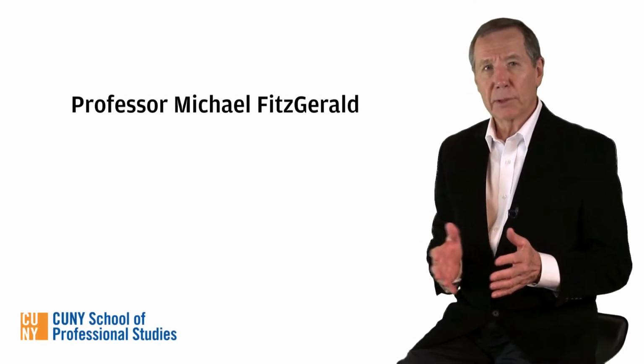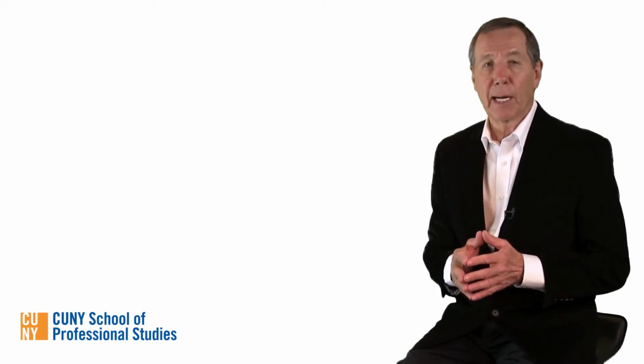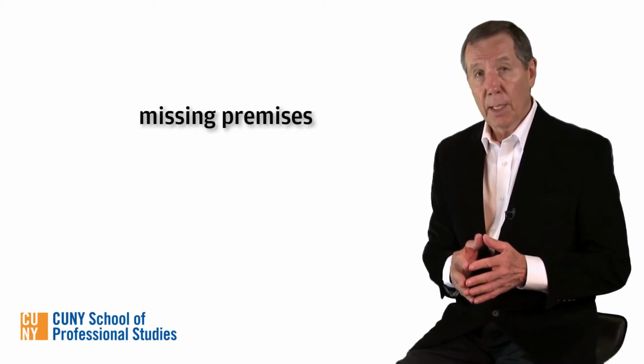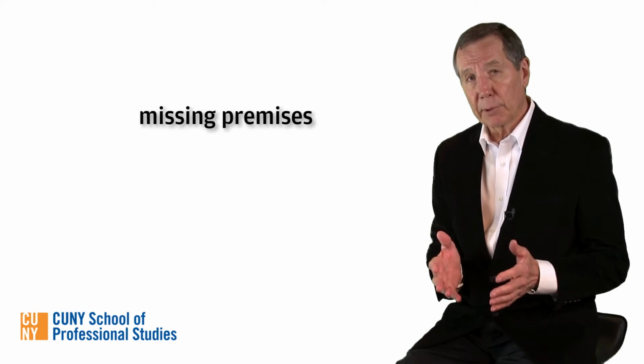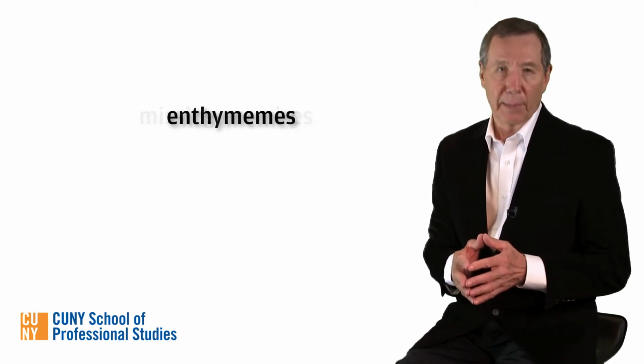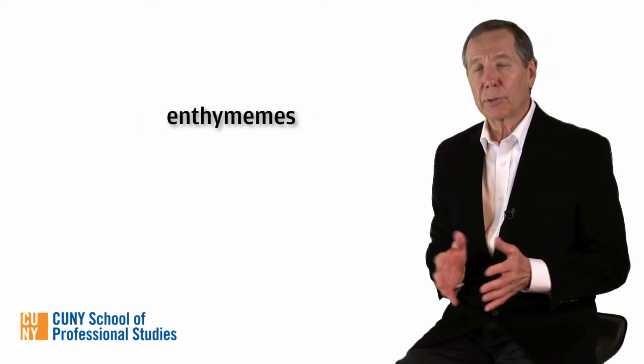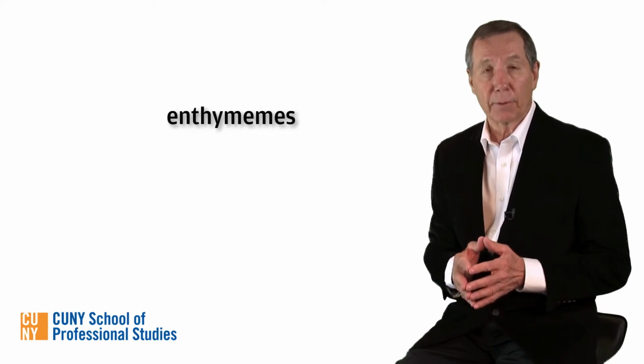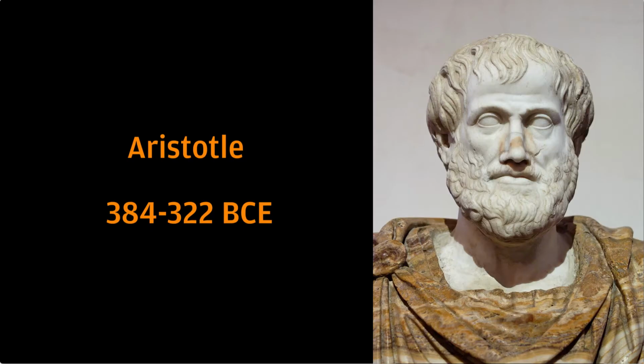In arguments, we sometimes run across the phenomenon of missing premises. Certain arguments that have missing premises are called enthymemes, which is a technical term that the great Greek philosopher Aristotle used to describe them. But why would anyone omit a premise from an argument? Because they assume that the missing premise is so obvious that it need not be stated.